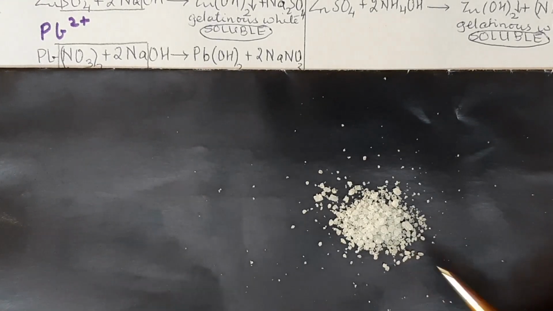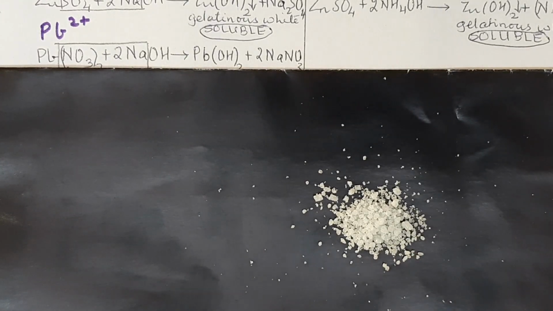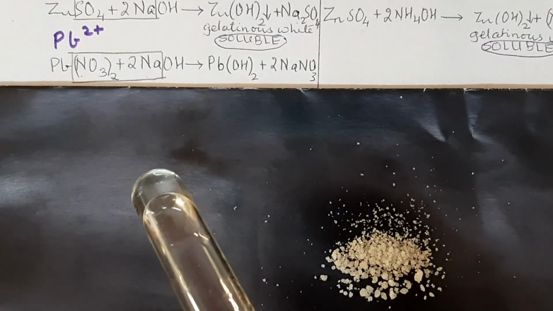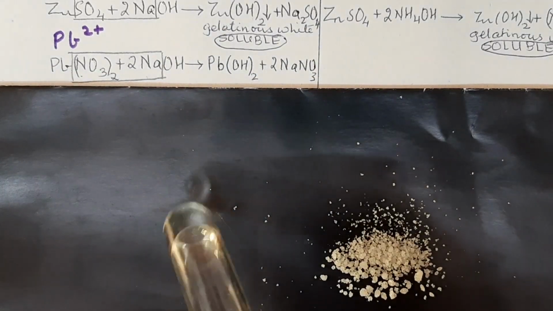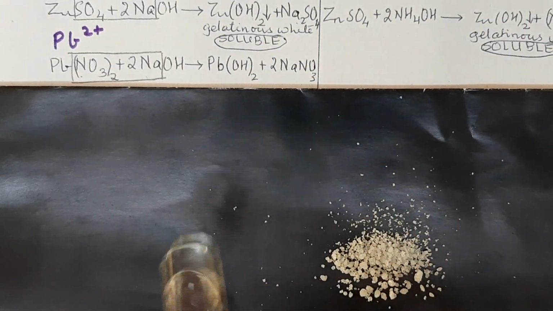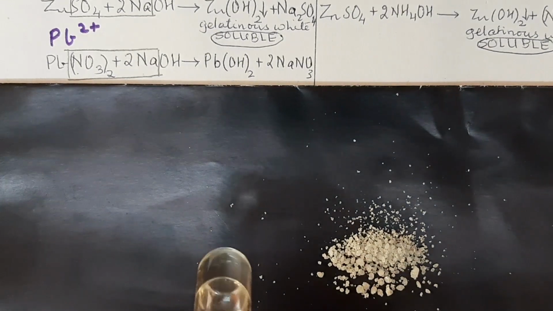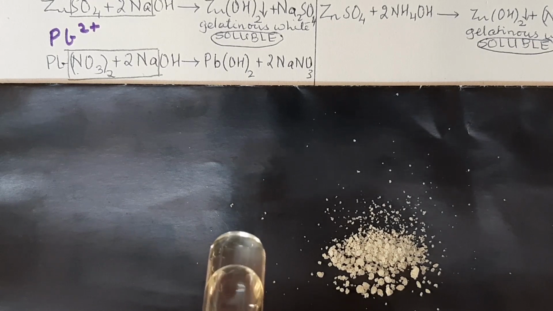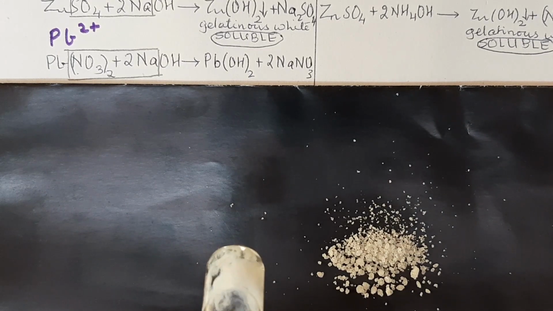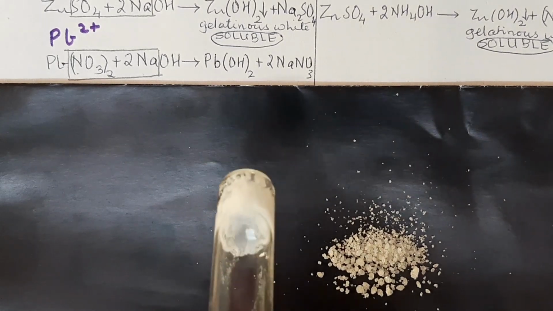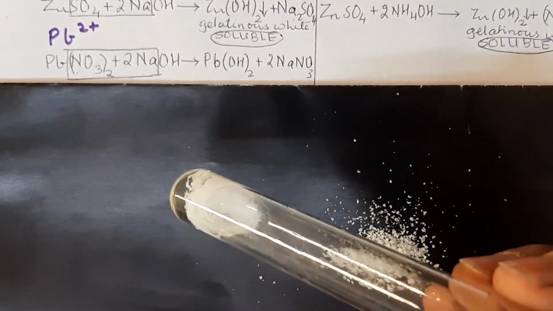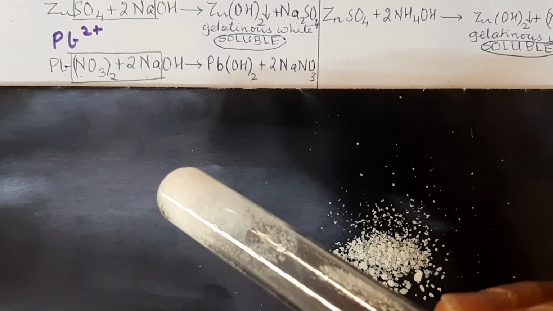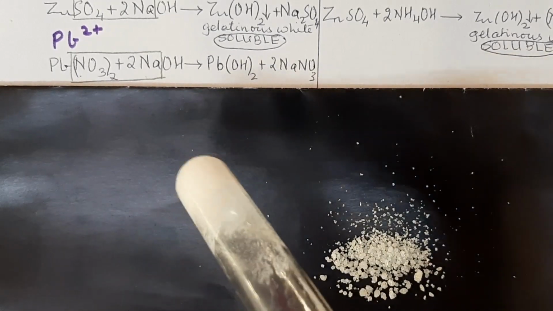Now we come to lead nitrate. Lead nitrate again is a white crystalline powder. After dissolving lead nitrate, it becomes a clear colorless solution, and I'm adding NaOH, that is sodium hydroxide, first in little. Do you know what kind of precipitate it will give? Yes, it gives a chalky white precipitate. Can you see that?